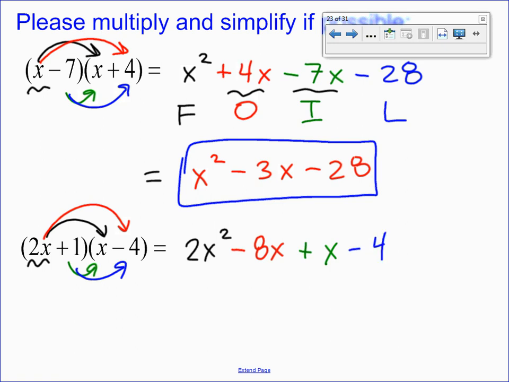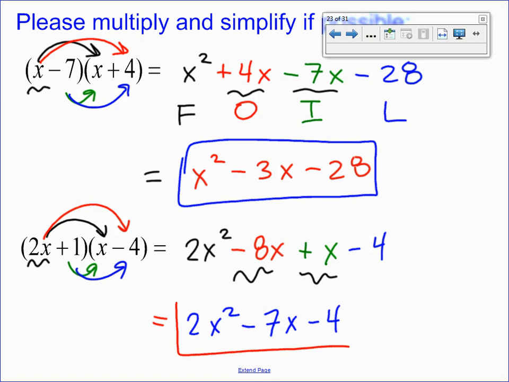Again, combine my terms. Sound effects, of course, are optional. And my final answer would be 2x squared minus 7x minus 4. And I'm thinking a red box is going to count nicely with the previous answer box.